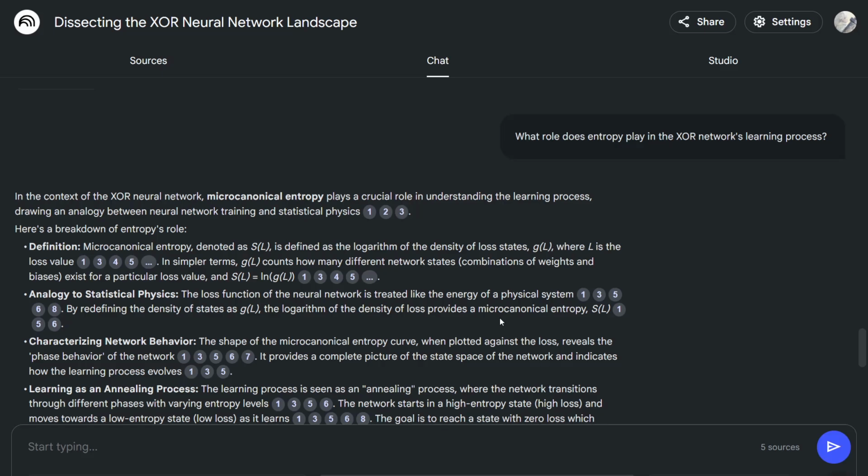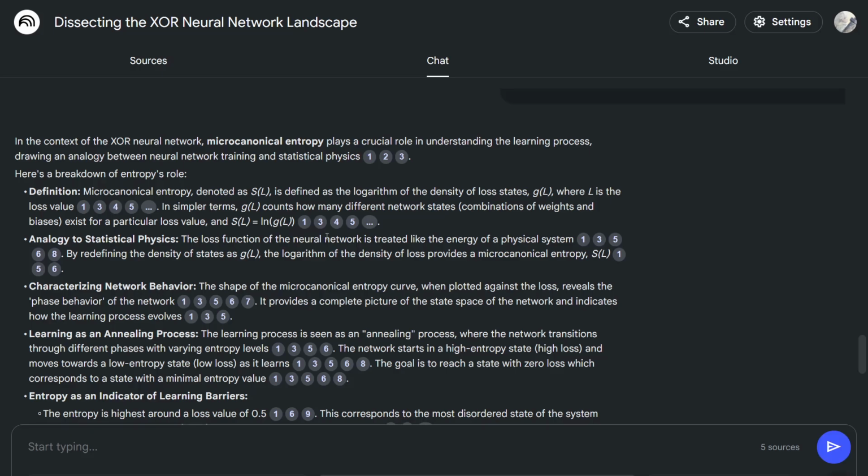This is all really insightful, but I'm still curious about something you mentioned before. How does changing the number of hidden neurons affect this learning process? That's where we'll pick up in part 3.